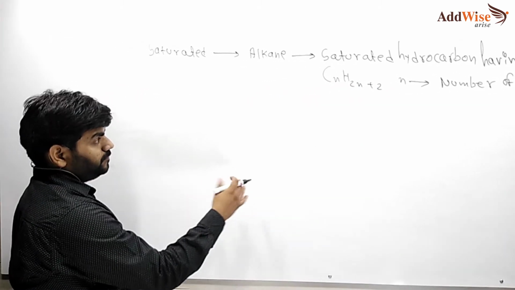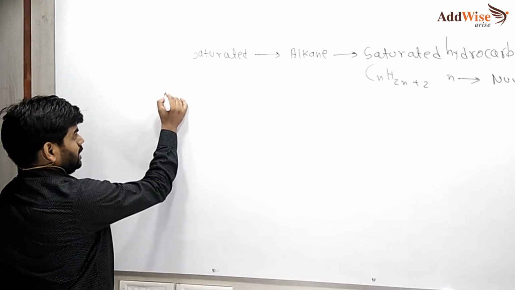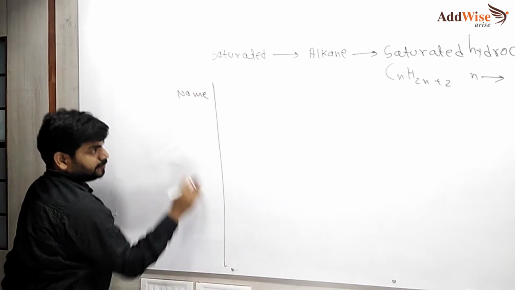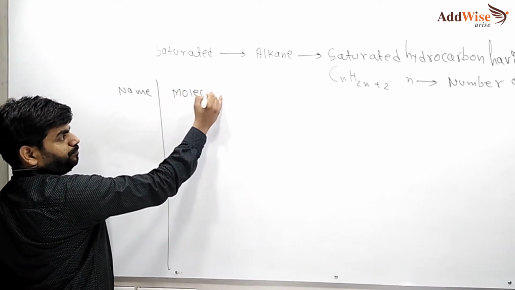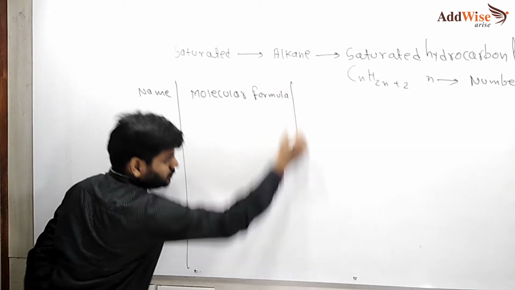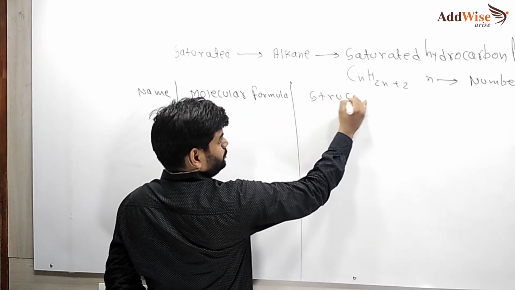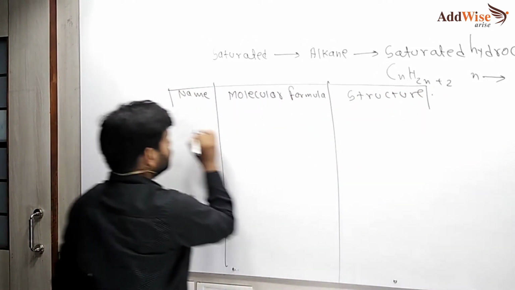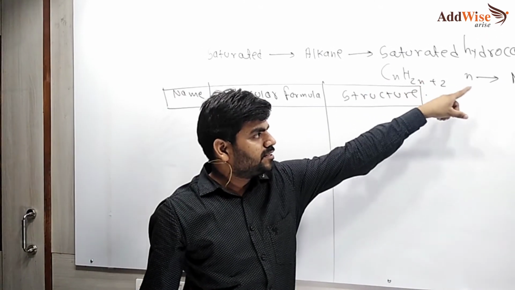Now let's take the first 10 members of alkanes. First of all, I'll write their names. उन अल्केन का नेम्स लिखेंगे, उसके बाद हम उनके मॉलिक्यूलर फॉर्मूले लिखेंगे. Molecular formulae. After writing molecular formulae, we'll write their structure. Molecular formula we can draw with the general formula.